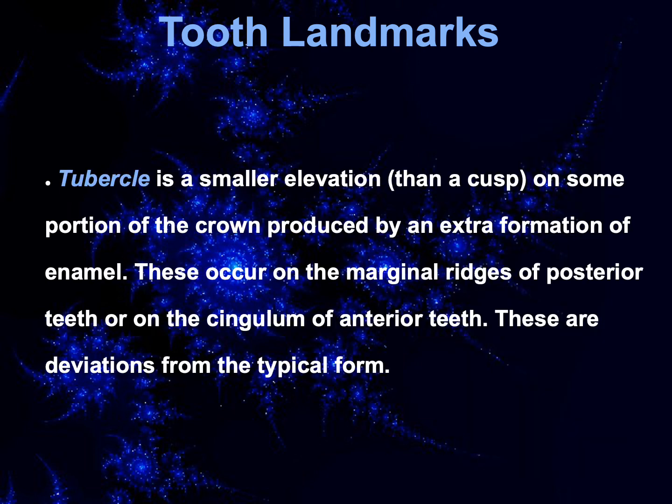A tubercle is a smaller elevation than a cusp on some portion of the crown produced by an extra formation of enamel. These occur on the marginal ridges of posterior teeth. We will come later to the definition of a marginal ridge, or on the cingulum of anterior teeth, and we will explain cingulum in a minute. These are deviations from the typical form, which means that they are not usually there, but when you see them, they are small, and you will actually be able to identify them as tubercles in the future.